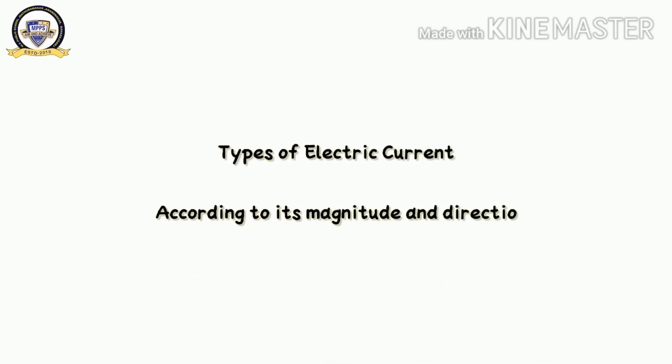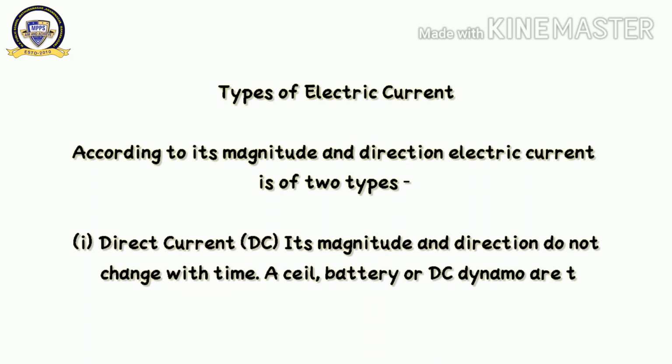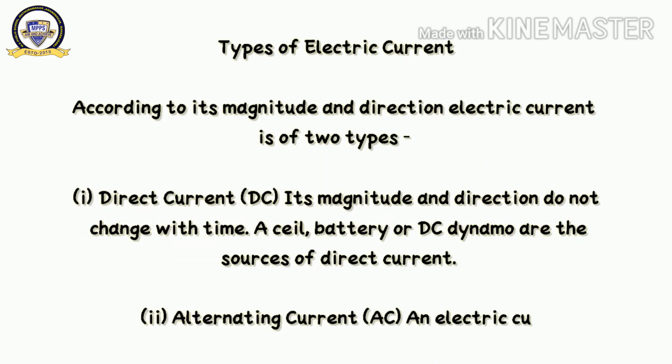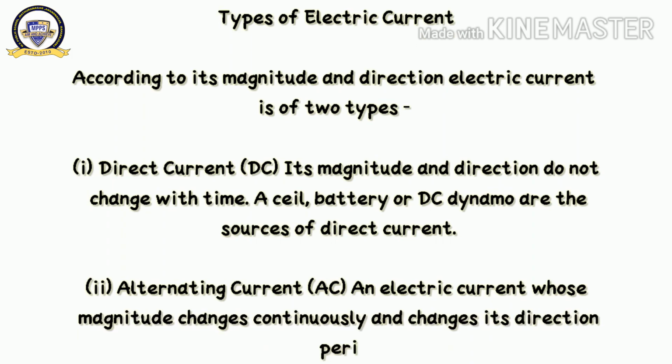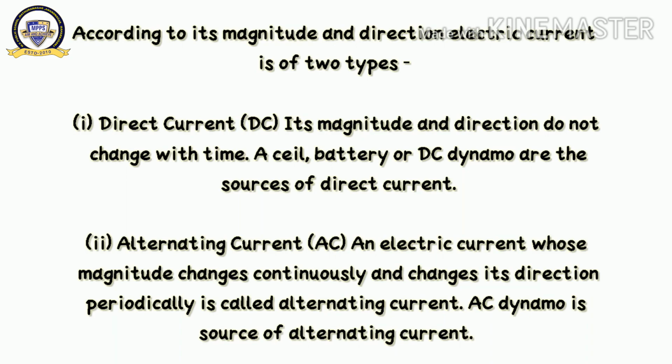Now, types of electric currents. According to its magnitude and direction, electric current is of two types: the first one is direct current and the second one is alternating current. If we talk about direct current, its magnitude and direction do not change with time.